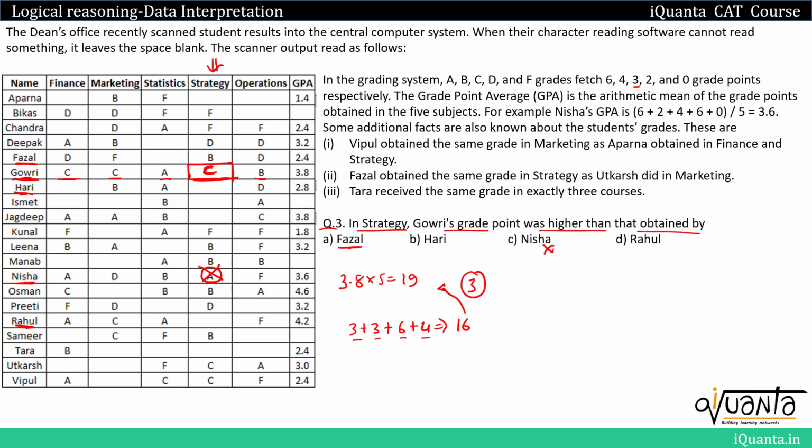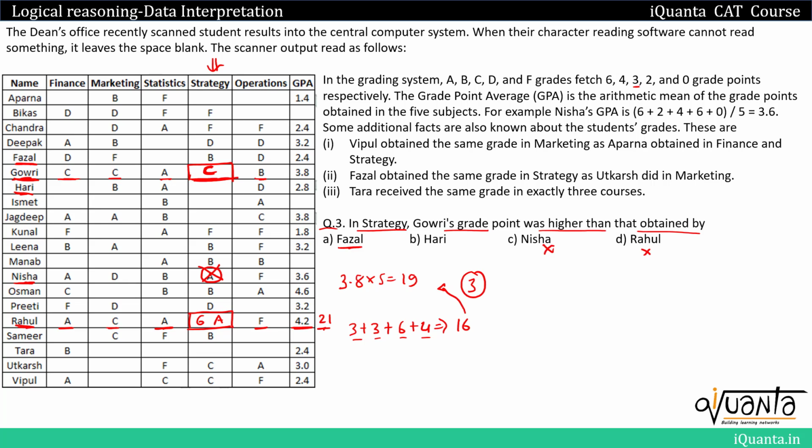Nisha will be cancelled. Then if we talk about Rahul over here, his total score will be 4.2 into 5, which gives me 21. And what are the points Rahul already has? A, which means 6 points. C, that means 3. 3 plus 6 is 9, plus A, that means 9 plus 6, 15. 15 plus F, that means again 15. F has a value of 0. And at last we need this grade over here. So we need to make it a sum of 21. We already have 15. We need 6 more points over here, which means grade A. So even Rahul has a higher grade than Gauri in strategy. So we'll remove Rahul as well.